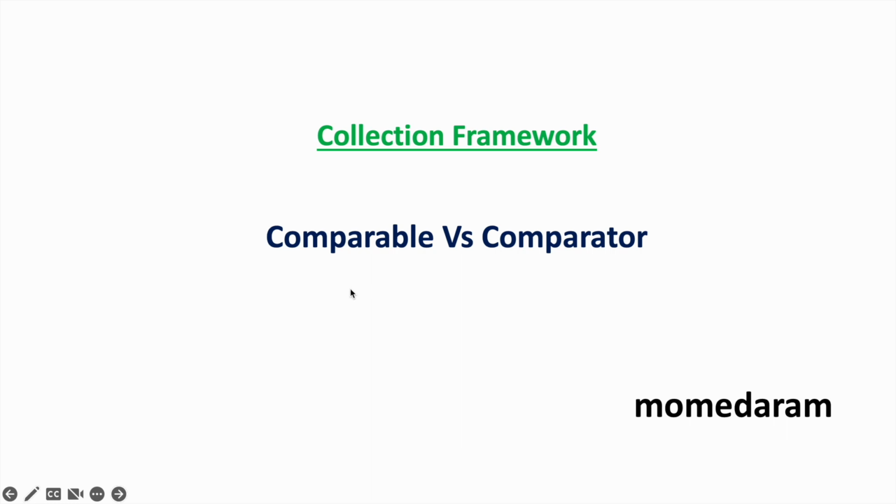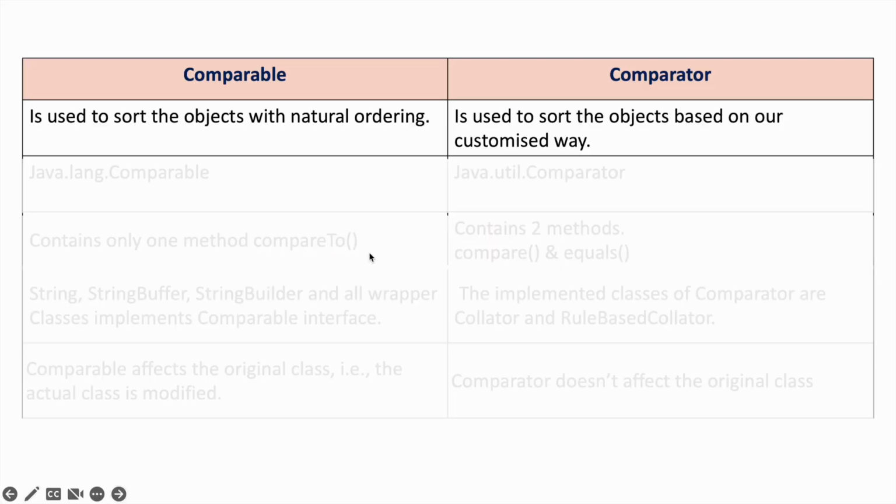In this video, we will see the difference between Comparable and Comparator interfaces. Comparable is used to sort objects with natural ordering. That means, in general, Comparable is meant for the default natural sorting order.